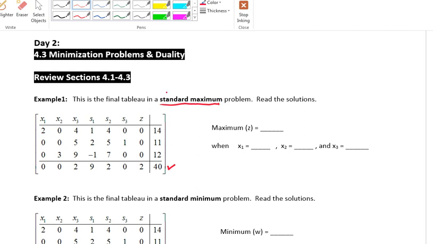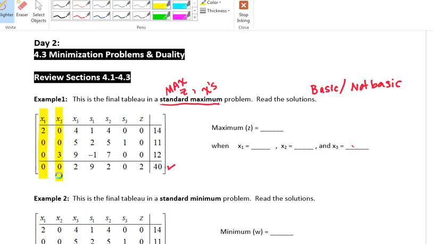So I know this is my final tableau. I know this comes from a standard maximization problem. That means that I'm looking for a maximum z, and then I also want all of my x values, x1, x2, x3. When you read a standard maximization problem, you're going to read it using that approach of basic or non-basic. Okay, so the first thing we're going to look for is the basic variables in this problem. Basic variables are the ones that have zeros in the columns and one number.